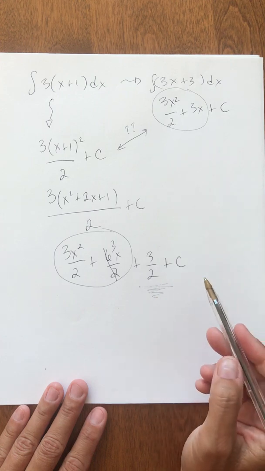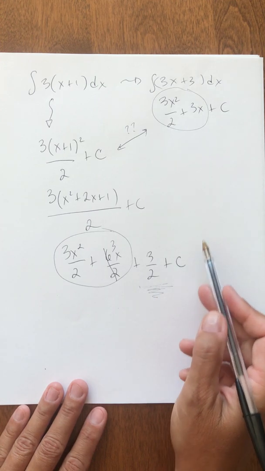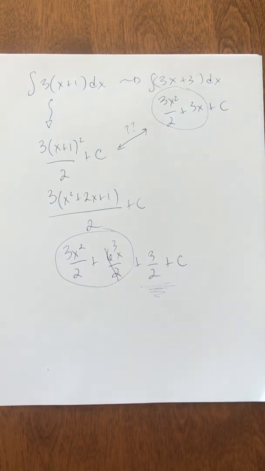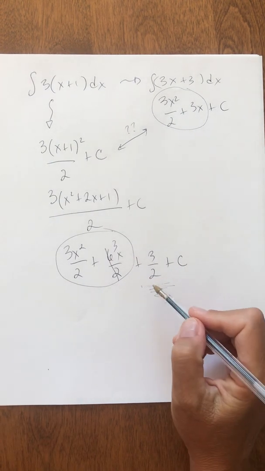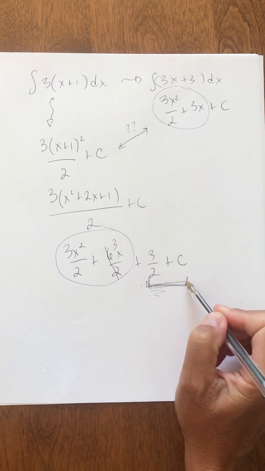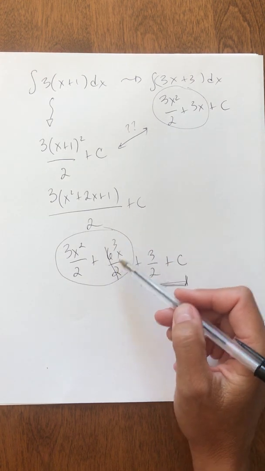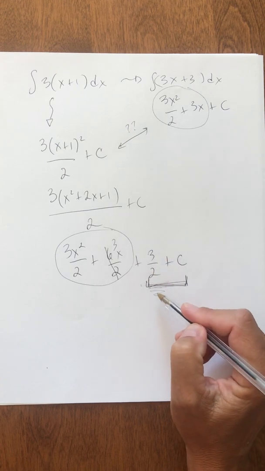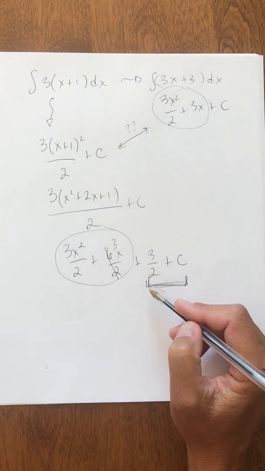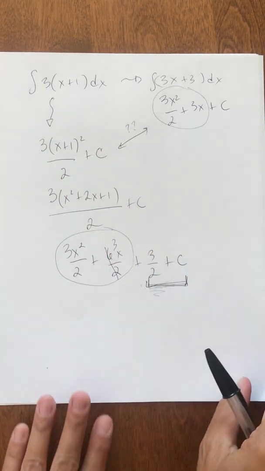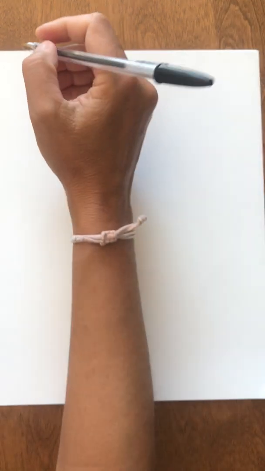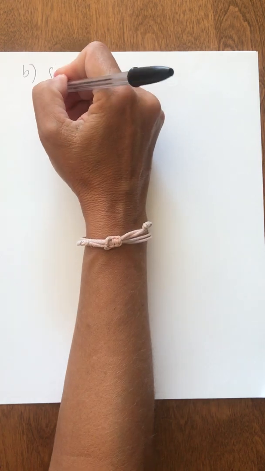Does that actually matter? Remember that when we take derivatives, these constants disappear. So you can actually think of this constant as having an extra 3 halves in it, and it doesn't matter. So while these two functions are different, they're only off by a constant, and so they both are antiderivatives of this same function.